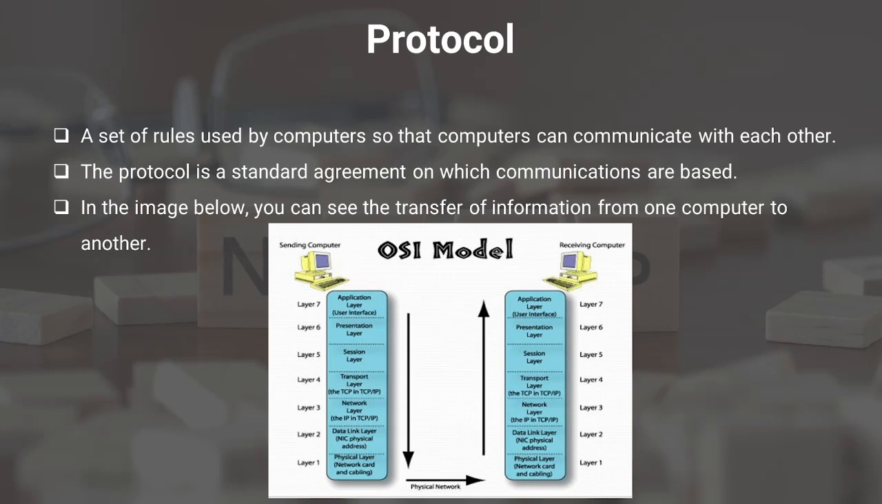When it comes to the receiving computer, we start from layer 1, where the computer uses the physical layer to get the information from the sending computer and then transfers it to the higher layers to finally get to the application layer, the user interface.